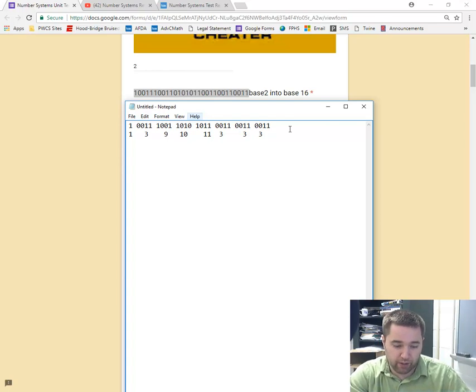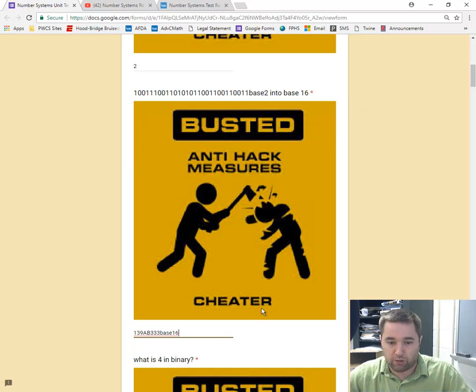I then reconvert this into just retyping the numbers. 1, 3, 9, 10 is A. 11 is B, it could be lowercase. 3, 3, 3, base 16. And then I hold shift, press home, Control-C, Control-V.